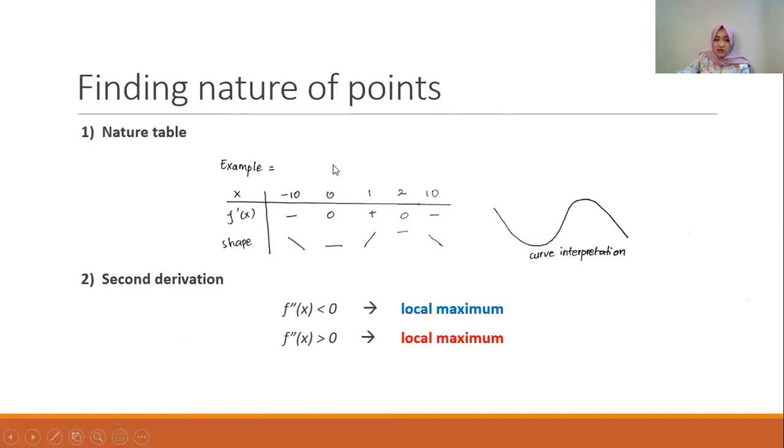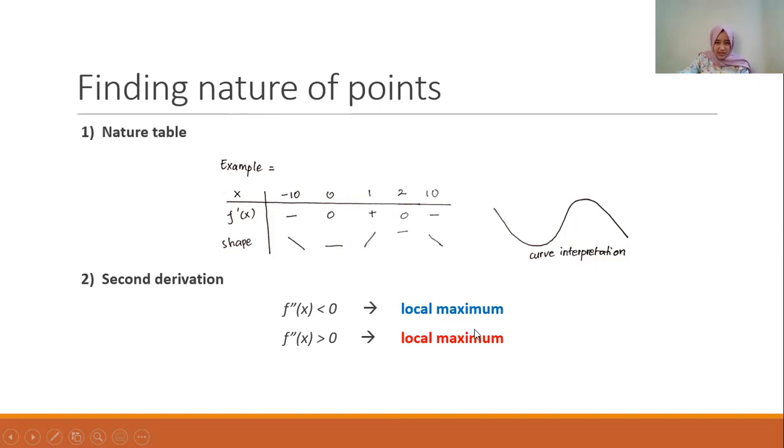To find the nature of the point, there are 2 ways. First is the nature table, and the second is the second derivative. The nature table is like this, and I will explain it more deeply in the example later. For the second derivative, we find the second derivative of the function, and then we substitute the x values of the stationary points that we got before. If the value is less than 0, then the nature of the point is a local maximum.